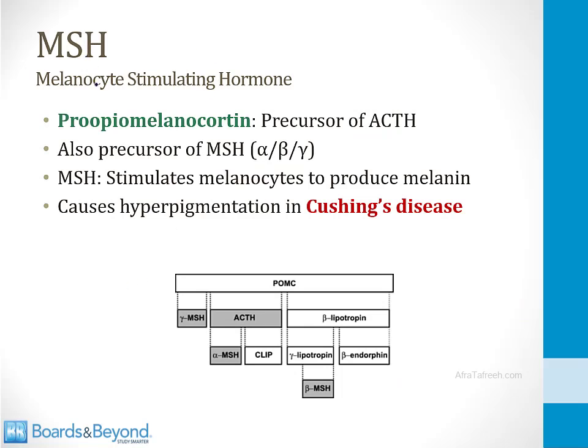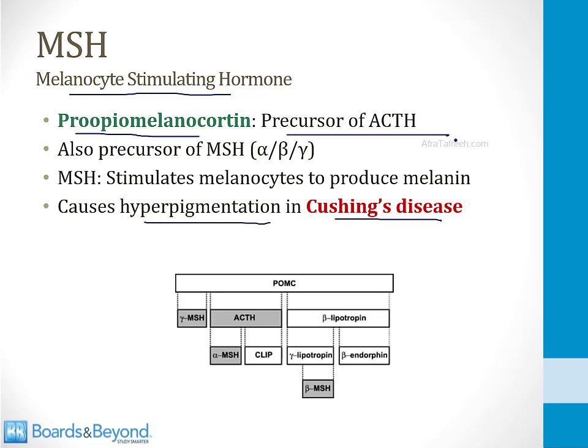MSH, I mentioned before, is melanocyte stimulating hormone, and in the video on adrenal disorders, I talk about how this hormone causes the skin to turn brown or become hyperpigmented in Cushing's disease. The reason this happens is because there is a molecule in the body called pro-opiomelanocortin. This is a precursor of ACTH, but it also is a precursor of MSH and all of its subunits.